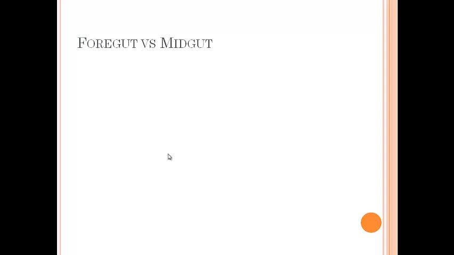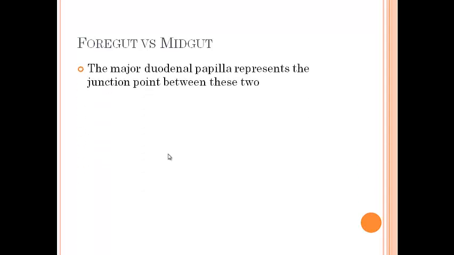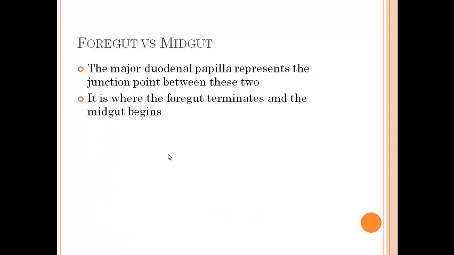So one of the, let's just call them demarcating points, that separates the foregut and the midgut is the major duodenal papilla. It represents the junction between these two regions of the GIT. So basically where you find the major duodenal papilla, that is the end of the foregut, so it's where the foregut terminates, and it is where the midgut begins. So anything before the major duodenal papilla, or just where it is found, that's the end of the foregut. And then anything after that is the midgut, and it will continue onwards.